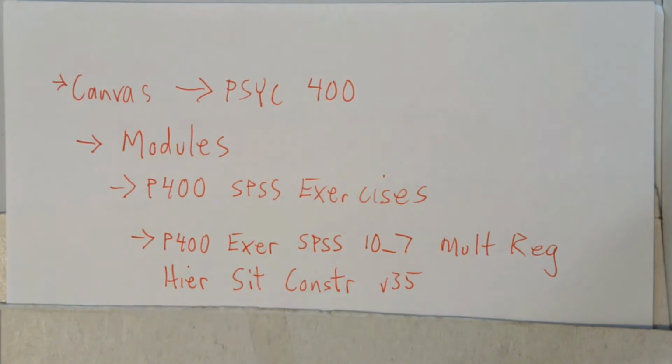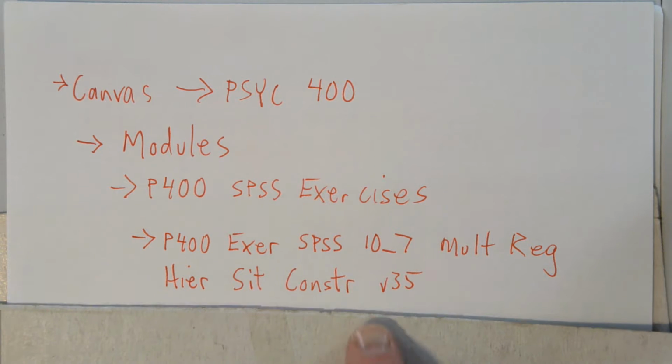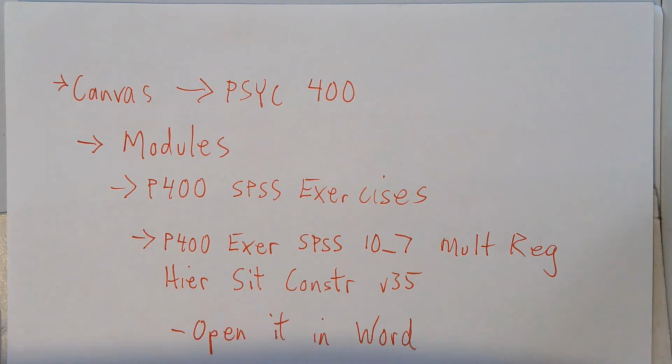Here's to refresh your memory on how you do it, and specifically how you'll do it with this particular exercise. You log in Canvas, you go to Psych 400. On the left-hand side, you'll select Modules. That'll take you to our Psych 400 modules. Click the one that's called P400 SPSS Exercise. Scroll down a ways and you'll come to the P400 SPSS 10.7 Multiple Regression Hierarchical Situational Constraints. I've given you the long version of the title. The short version of the title is what you see here on the screen.